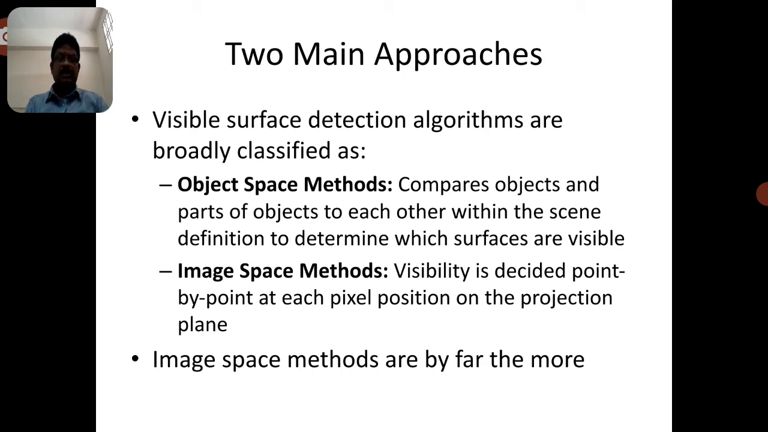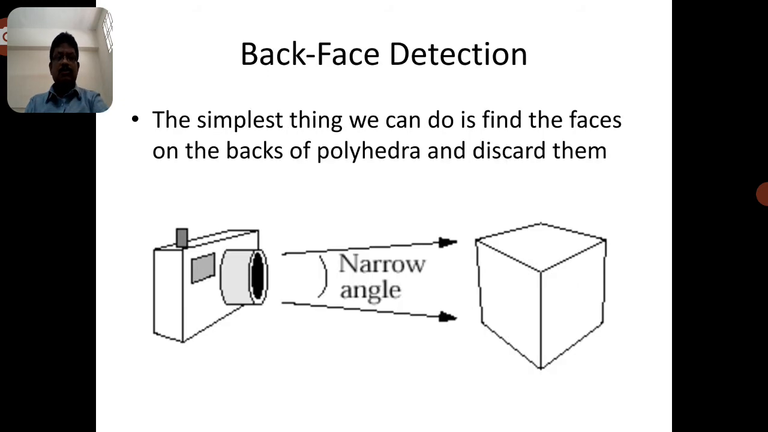In the object space method, parts of the object are considered, but in the image space method it is point by point, that is pixel by pixel in computer graphics language. So we identify that one is pixel by pixel, or point by point at each pixel position on the projection plane. So these are the two main approaches identified.